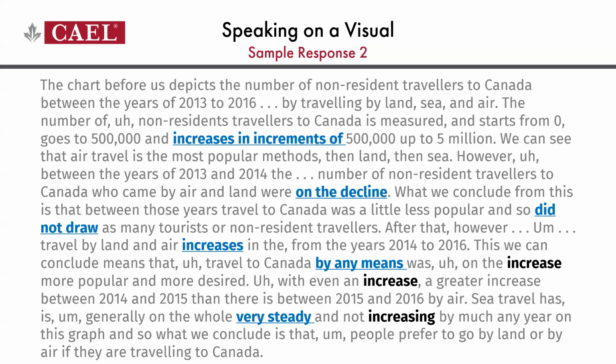And you'll have to know that you're doing a graph. You're going to be analyzing a graph when you take CAEL. So if you can learn a bunch of different words that mean to increase or to decrease or to stay the same, if you've got those words committed to your memory, you can just pick and choose them as you give this response because they're going to come in handy at some point.